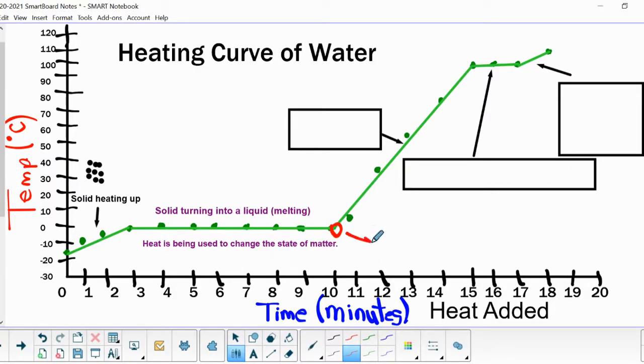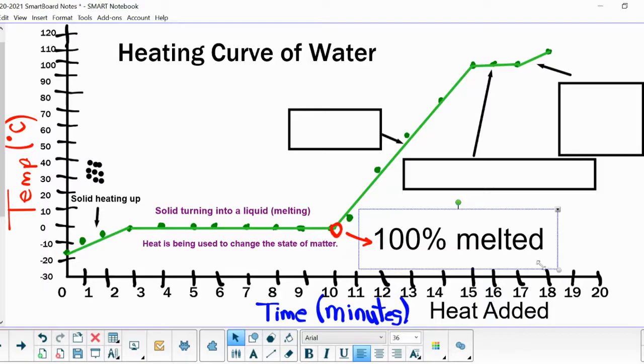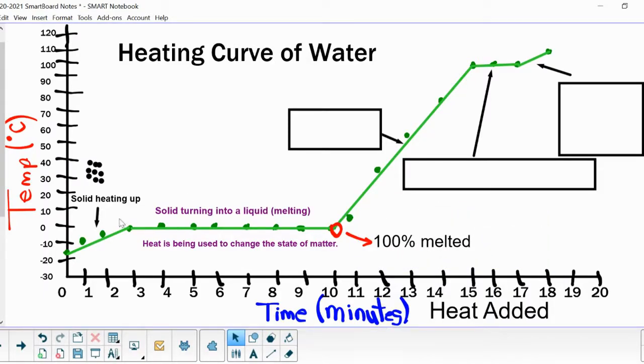At this portion, I'm going to write that it is 100% melted, right? So all the ice, all the solid has melted at this point, and now it can do this other part. So what we're going to do is I'm going to take out some of these boxes also.